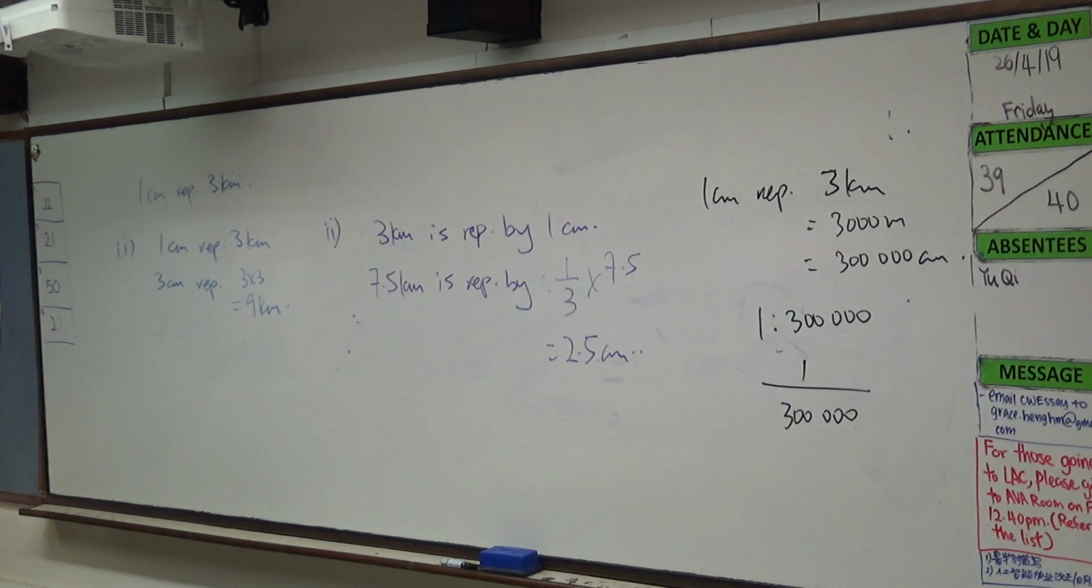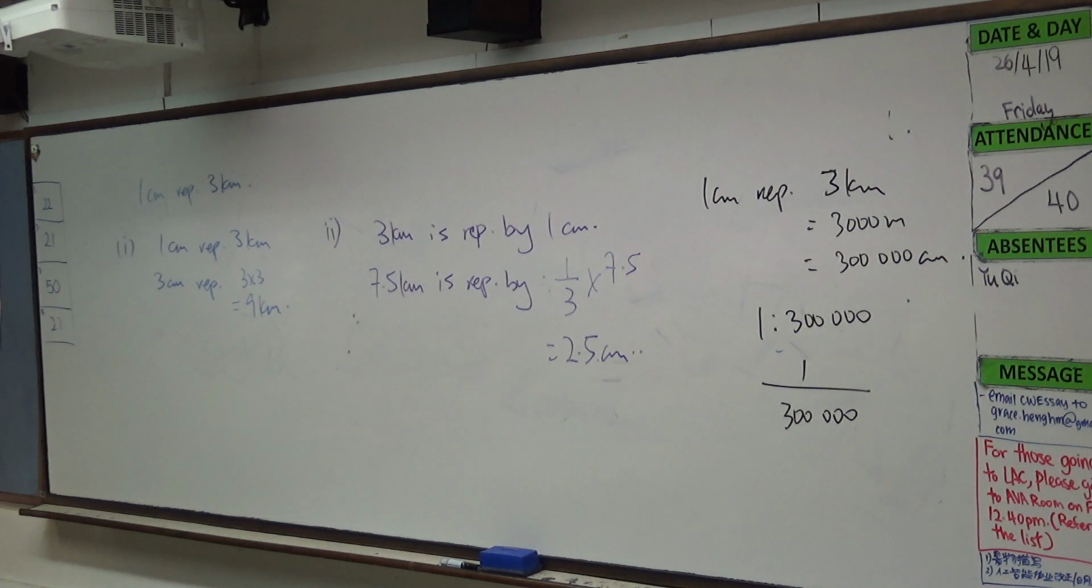1/300,000. That's all. Or they can ask you for the RF, or representative fraction. It's the same thing. Everybody clear? Okay. Now, last part. Turn to page 195. I'm going to teach you this. This is actually quite easy. Alright?